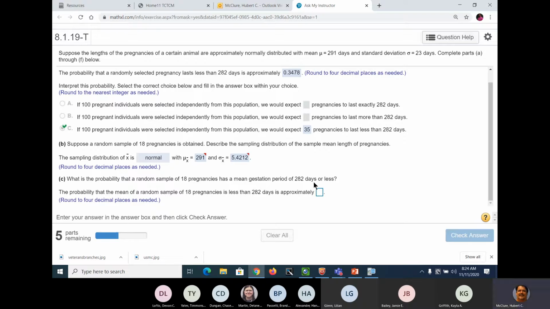But this time, it's not with the old group that we got up here. It's with a new group of 18 women. Okay? So this is a new group. And they say, well, we got this information. What if we take this information and use 18 more people? What would the probability be with those 18 women pregnancies and their gestation period be less than 282 days? So that's what we're going to find out.